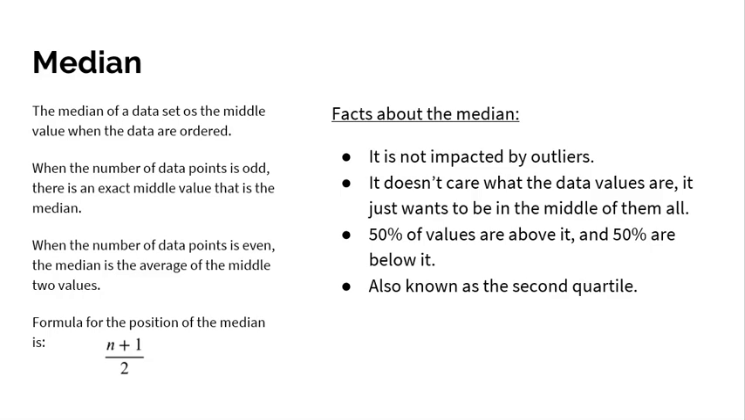But when you have an even amount of data, if you have 10 values, you're going to have 5 at the bottom and 5 at the top. So the median is actually the average of the middle two. It's the average of those middle two values.